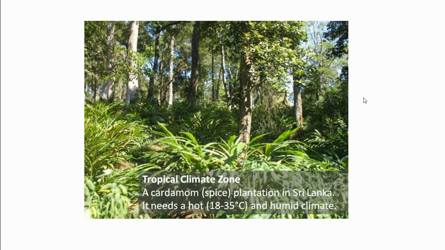Right, what about this one? This one is in the tropical climate zone, and these plantations are trees called cardamom. This is in Sri Lanka. This is the type of climate it likes, between 18 and 35 degrees, and very humid, which means there's lots of moisture in the atmosphere. So they wouldn't grow well in Britain. It's not humid enough for them here, and it's also too cold.